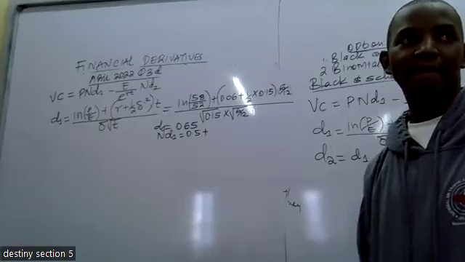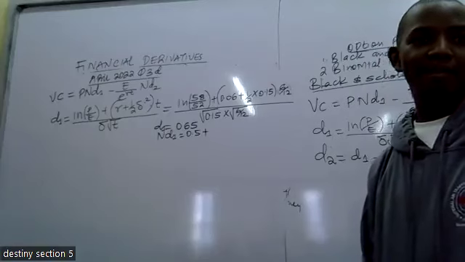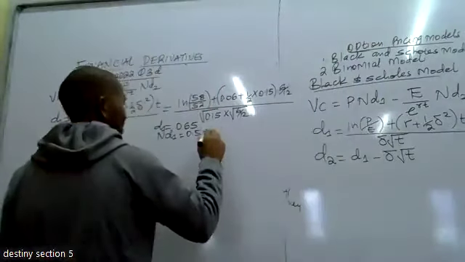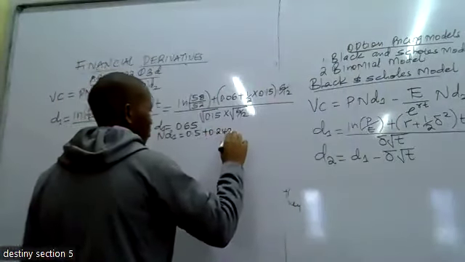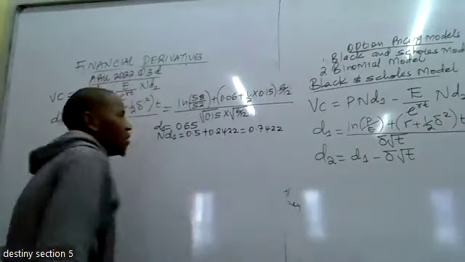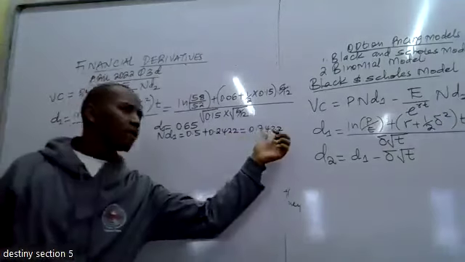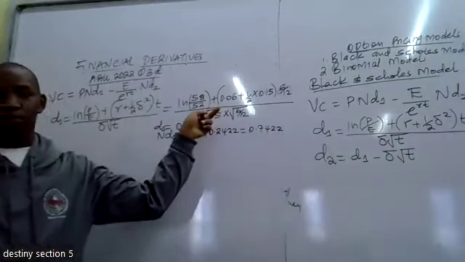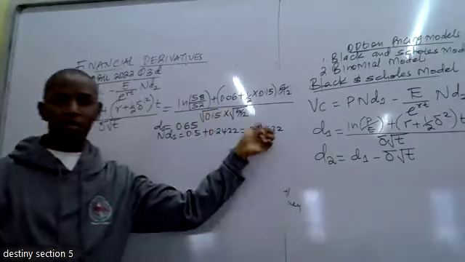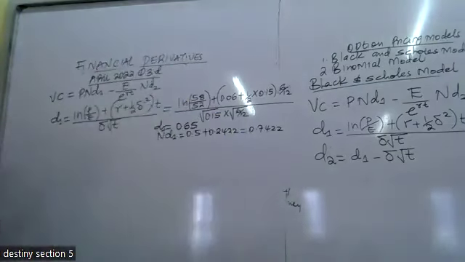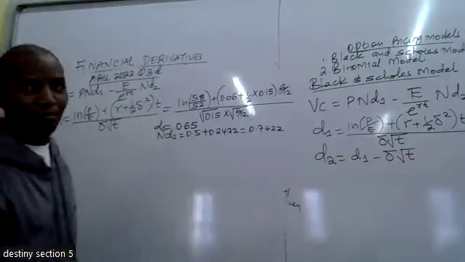How much does it give you? 0.7422, right? If you go to the positive Z value, you get that direct as 0.7422, right? Positive is equal to above 0.5.